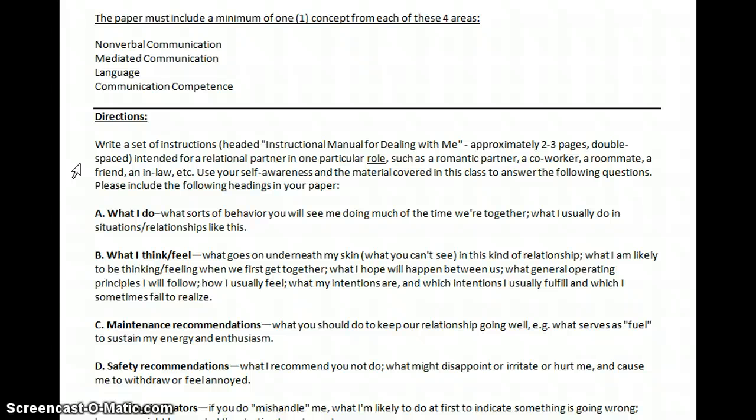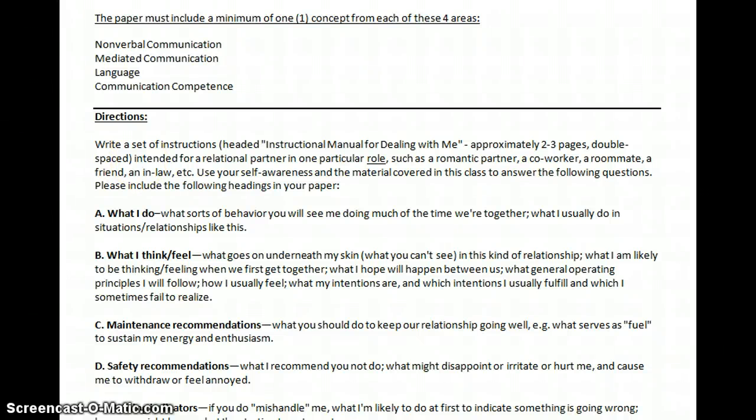that I would provide to a romantic partner, to a coworker, to a roommate, or whatever, and do a little bit of an introductory paragraph so the reader knows what's coming in your paper. I am going to look for self-awareness, and that you really take the time to reflect on your communication behaviors and the effects that it might have on a relational partner.